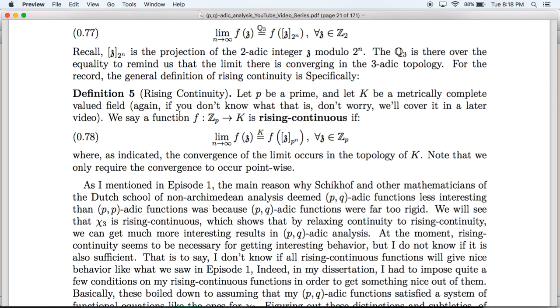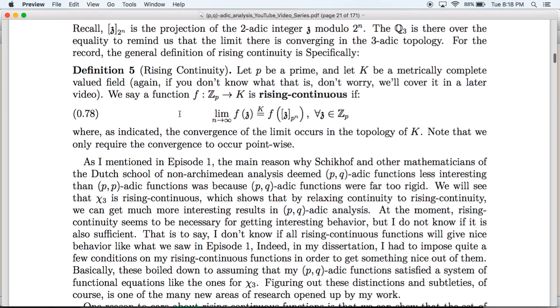That is to say, I don't know if an arbitrary rising continuous function will give nice behavior like what we saw in episode 1. Indeed, in my dissertation, I had to impose quite a few conditions on my rising continuous functions in order to get something nice out of them, like we got out of chi_3 in episode 1. Basically, this boiled down to assuming that our functions satisfied a system of functional equations like chi_3 does, and then you could get all the nice stuff. And so again, here's another thing we can figure out.